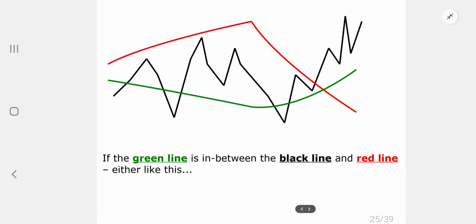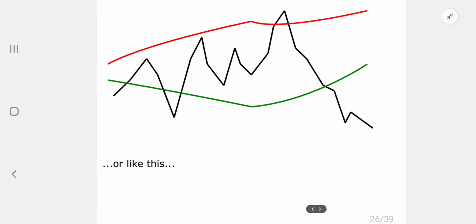If the green line is in between the black line and red line, either like this or like this, then the market is range bound.